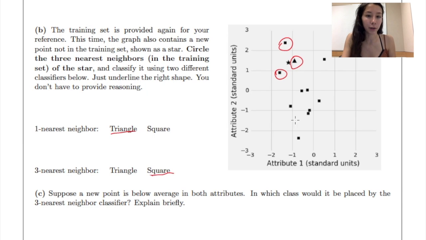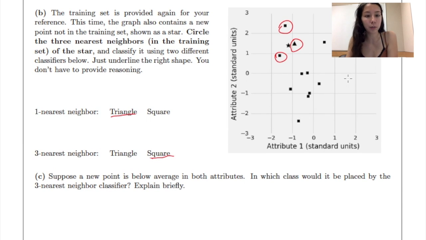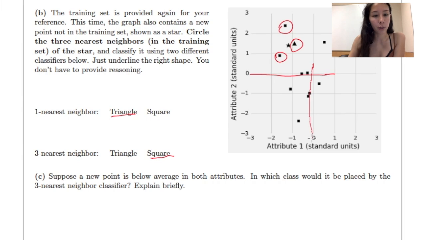Alright, now we're going on to part C, which says, suppose the new point is below average in both attributes. In which class would it be placed by the 3 nearest neighbor classifier? Explain briefly. Okay, so when we look at this graph, we see that the average of both attributes is going to be at 0, which is right there and right there. So if a point is below average in both attributes, it's going to be in this quadrant right here.